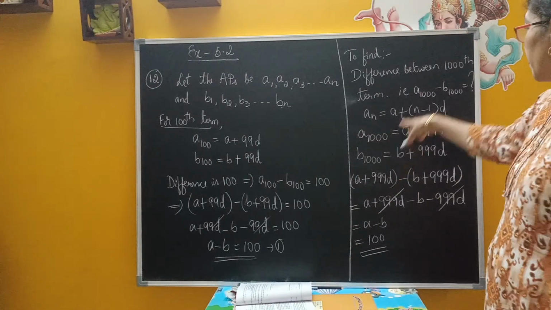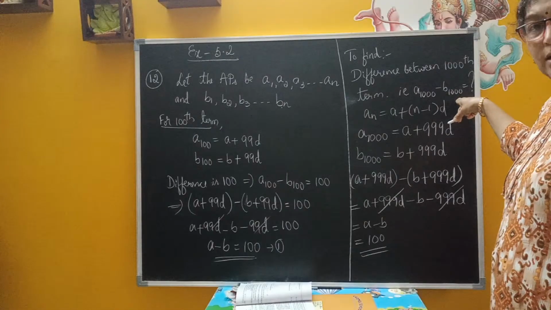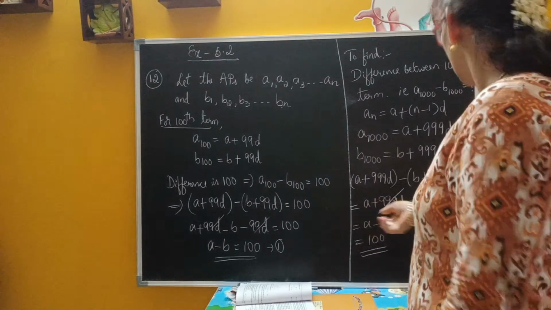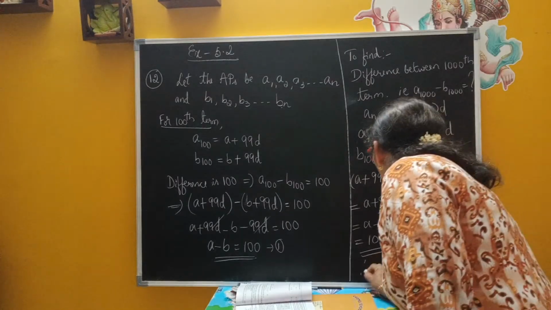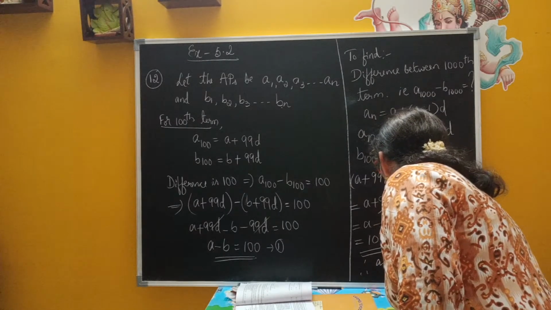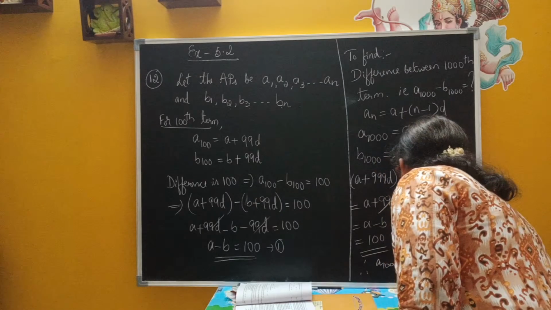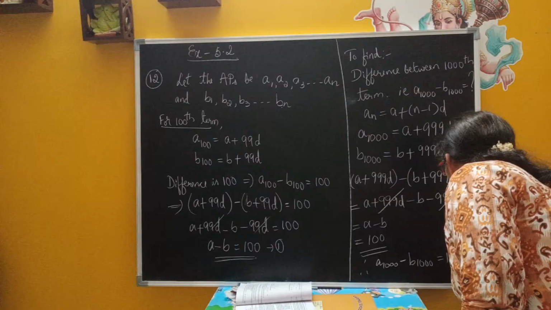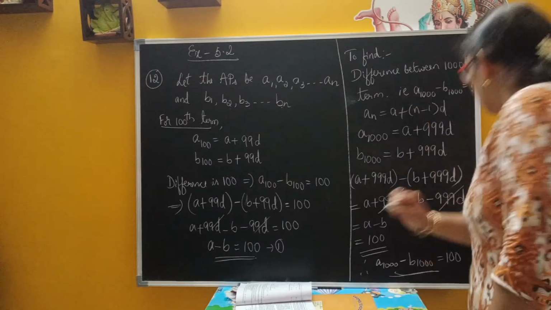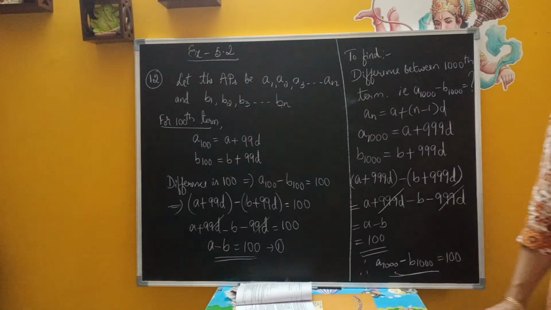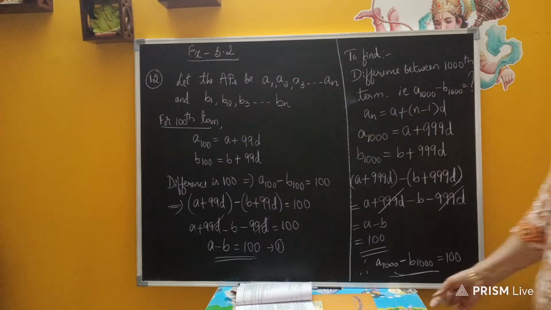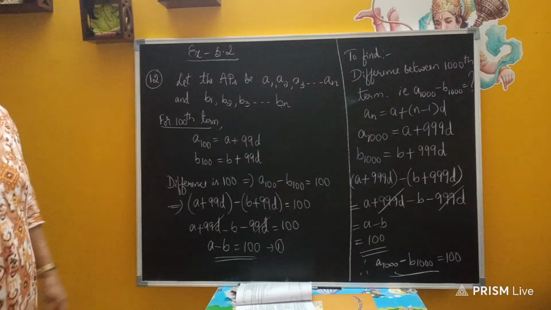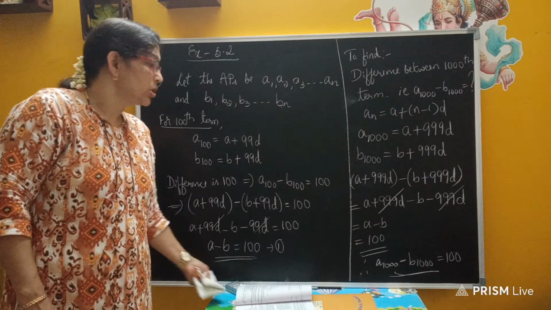So what do you say? A 1000 minus B 1000 is also equal to how much? 100. Okay, therefore, the conclusion: A 1000 minus B 1000 is equal to 100. So this is the difference between their thousandth terms.